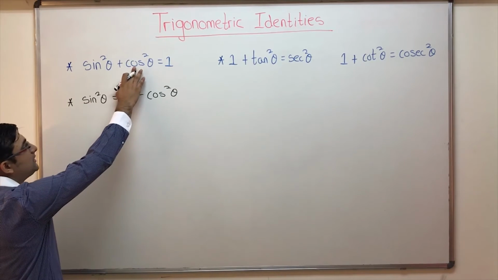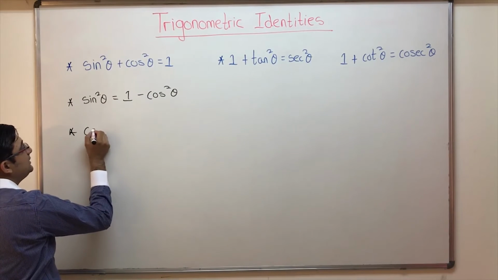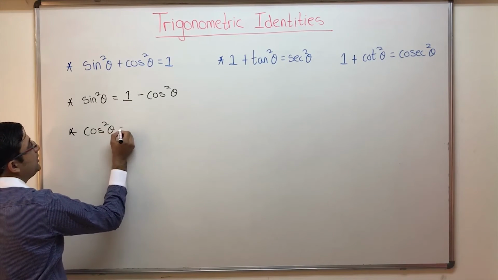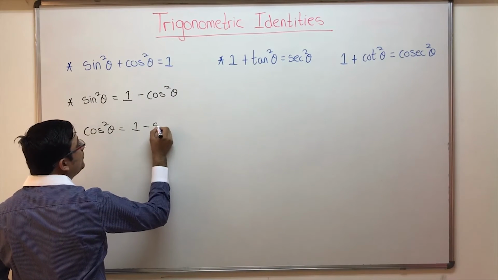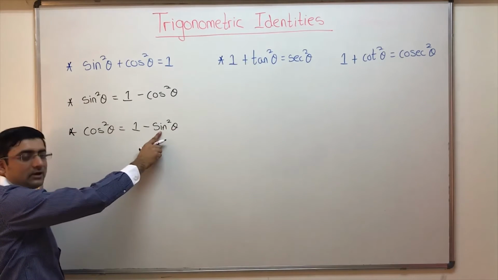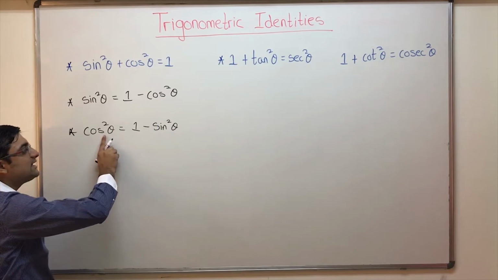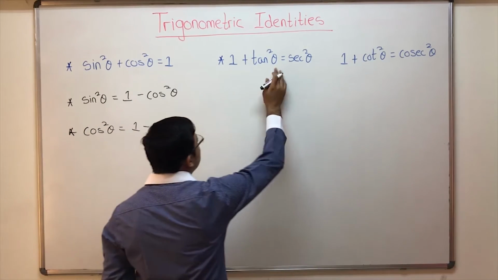Similarly, keep cos square theta over here, take sine square theta over there. So we have cos square theta is equal to 1, sine square theta is being added here, other side subtracted: 1 minus sine square theta. So either replace cos square theta by 1 minus sine square theta, or 1 minus sine square theta by cos square theta. Is this clear? Right? Next, similarly, we'll do the same thing over here.